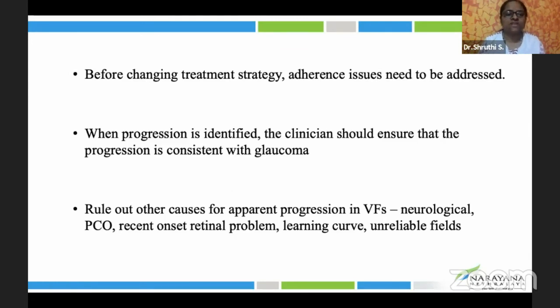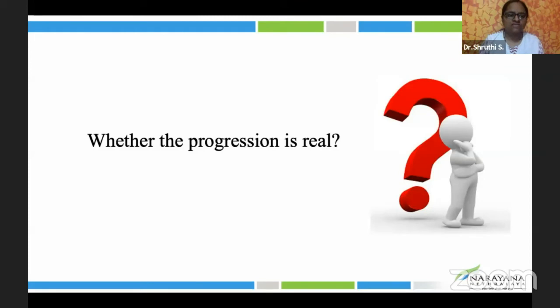Rule out other causes of apparent progression in visual fields, neurological or otherwise, like the presence of capsular opacity, recent onset or worsening of a retinal problem, the learning curve, and unreliable fields. All of these have to be taken care of. So we have to see whether the progression is real or whether it is pseudo-progression.